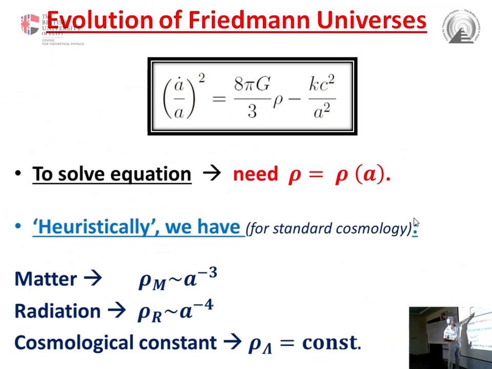To solve this equation, you needed a relation between rho and A. Right? Because it's an equation in two unknowns, so you need to close it. Now, if you put matter and radiation only, radiation is negligible in the late universe, for reasons we will see. Matter density goes as A cubed, radiation density goes as A to the 4. Do you have any idea why? Why would radiation density go as 1 over A to the 4 and not 1 over A cubed like matter? Because we said that matter goes as 1 over volume, 1 over A cubed. Why would radiation go as 1 over A to the 4?